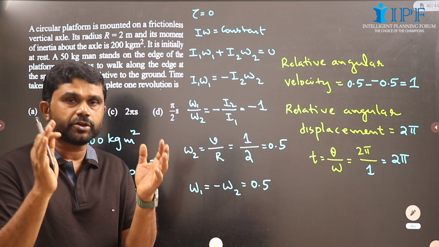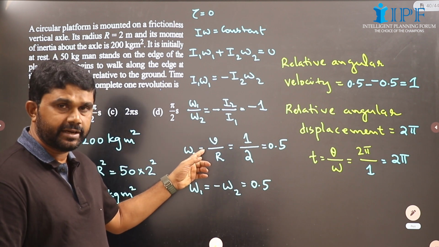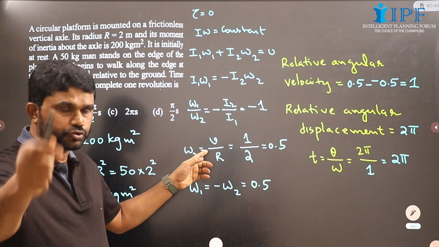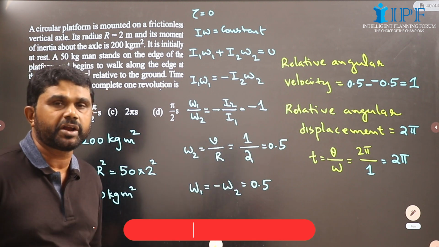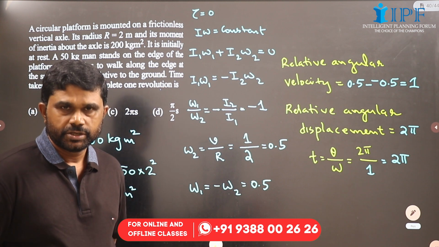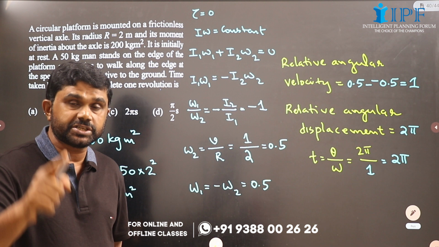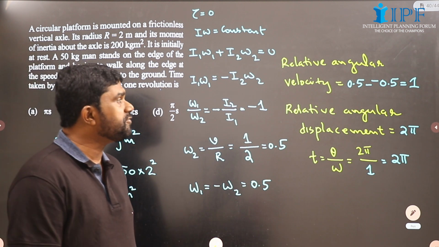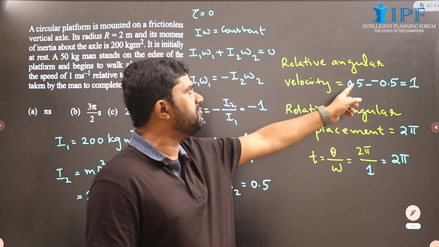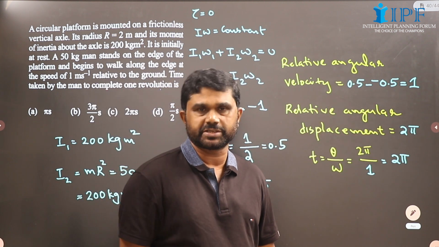Omega 2 is the angular speed of the man. As he moves with a speed of 1 meter per second in a circle of radius 2 meter, his angular speed will be 1 by 2, that is equal to 0.5 radians per second. So the platform will be rotating in the opposite direction with the same angular speed 0.5. So the relative angular velocity will be 0.5 minus minus 0.5, that is equal to 1 radian per second.